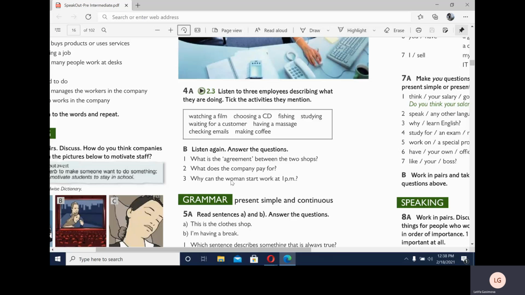So why can the woman start work at 1 p.m.? She mentioned flexible hours as opposed to fixed hours. So if you're working for fixed hours, it means you're working from 9 to 5, let's say. But if you have flexible hours at work, it means you choose the time when you work.